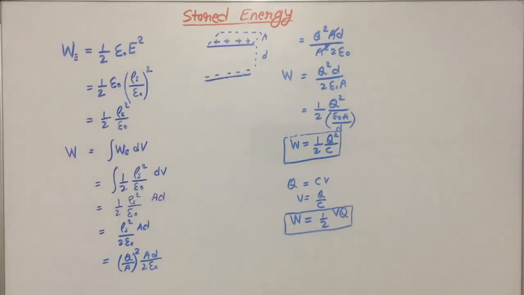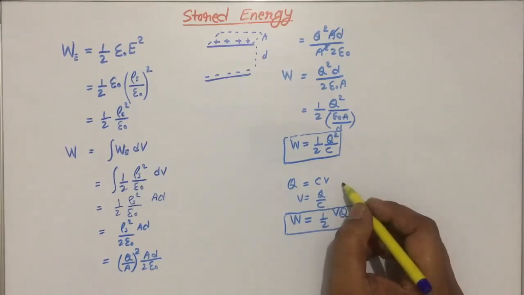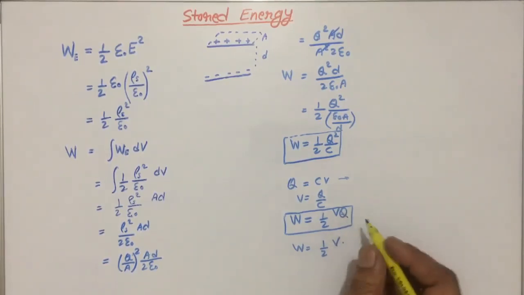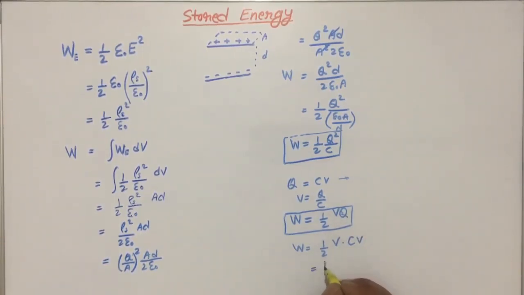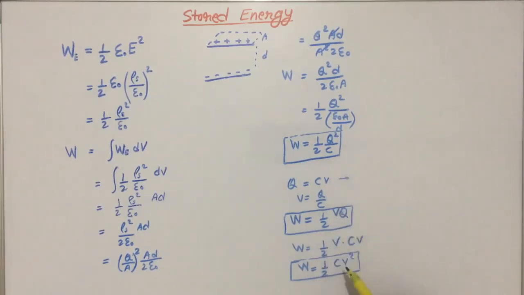The third form: put the value of Q from here, Q can be CV, and if you simplify further, the energy will be half CV square. So in this way, the total energy stored is equal to half Q square by C. It can be written in this form, this form, or this form. All are acceptable.